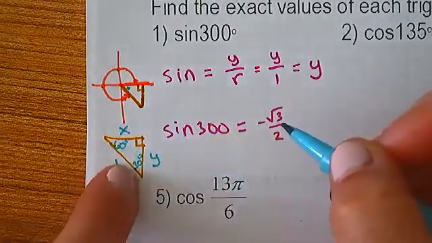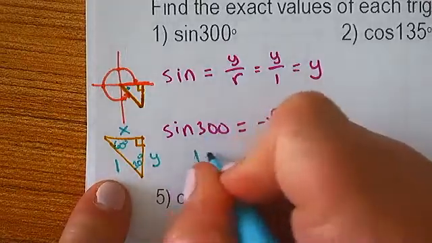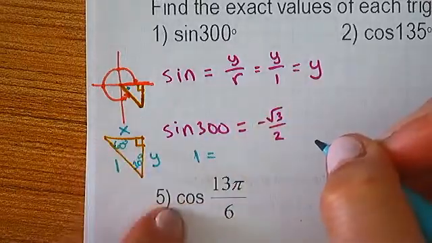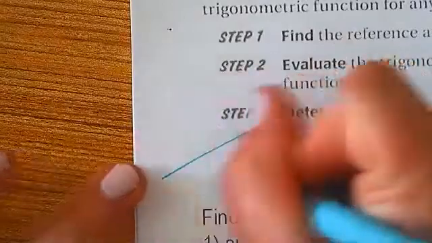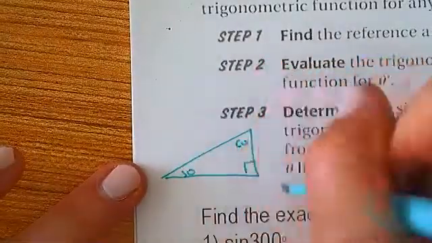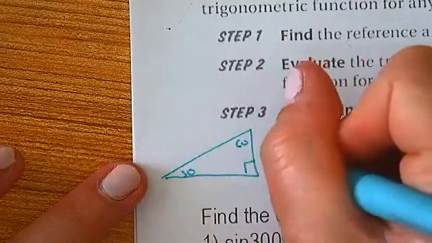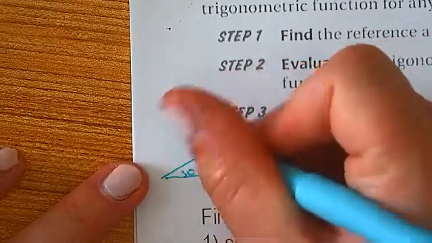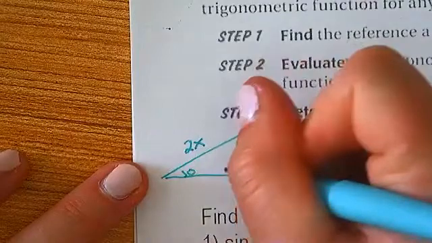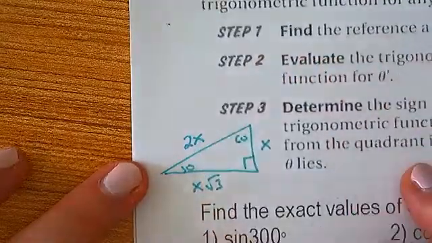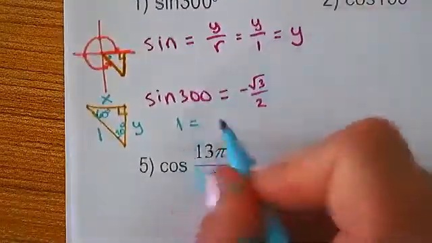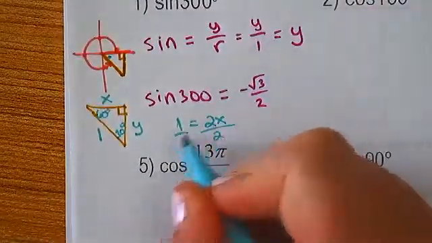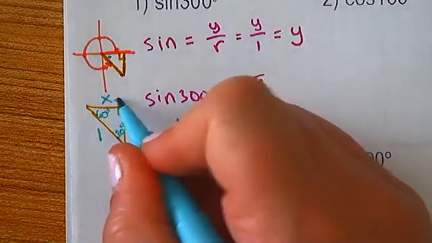Okay, so we're going to set that 1 equal to its counterpart for special right triangles. If you guys remember, we went over that before. So in a special right triangle, specifically a 30, 60, 90, across from the 30 is x, across from the 90, the hypotenuse is double x, and across from the 60 is x root 3. So we're going to set our hypotenuse of 1 equal to 2x. So if I divide that by 2, that means that x equals 1/2.